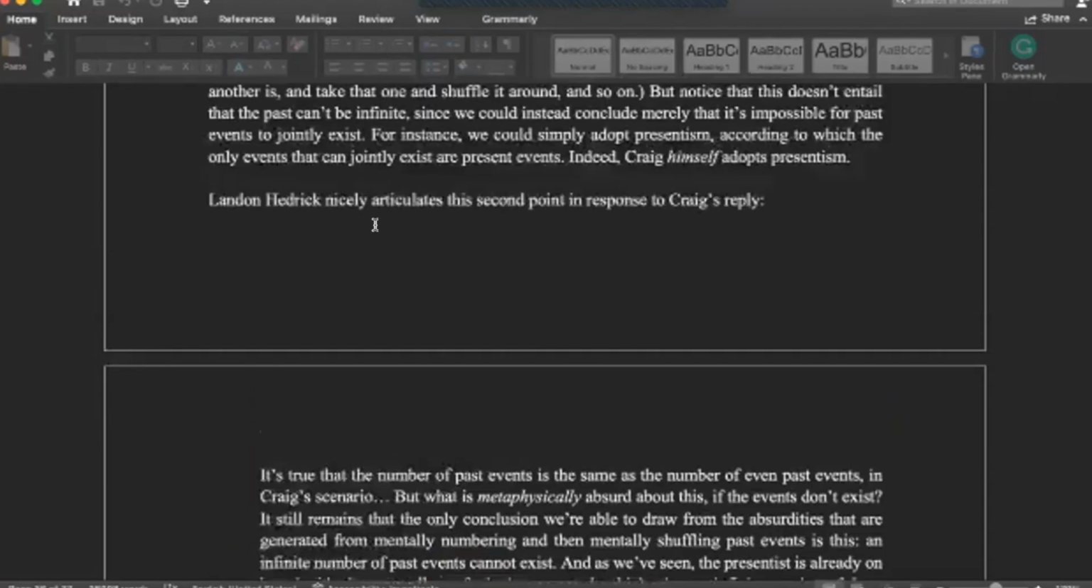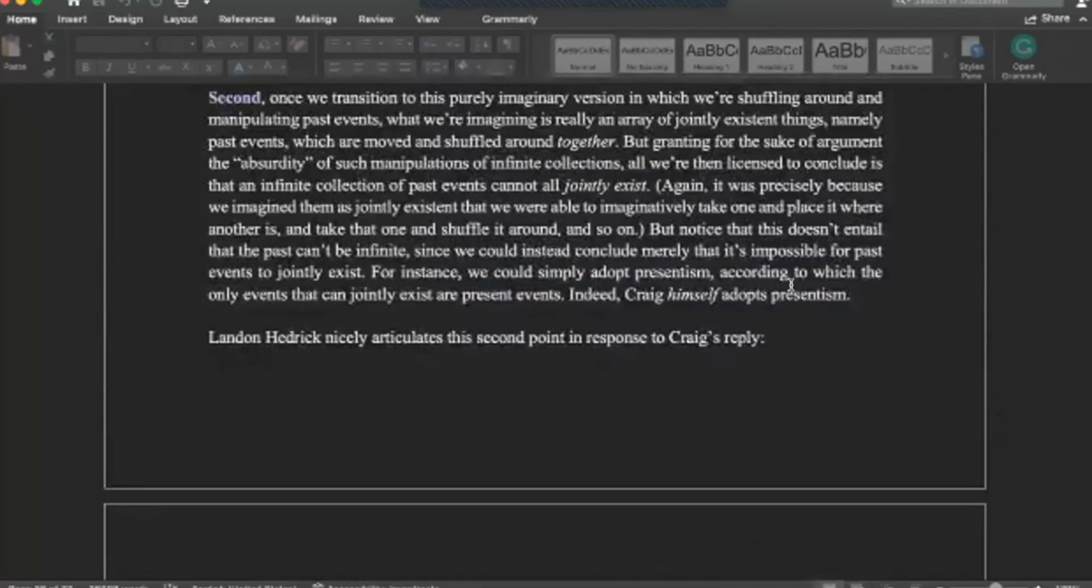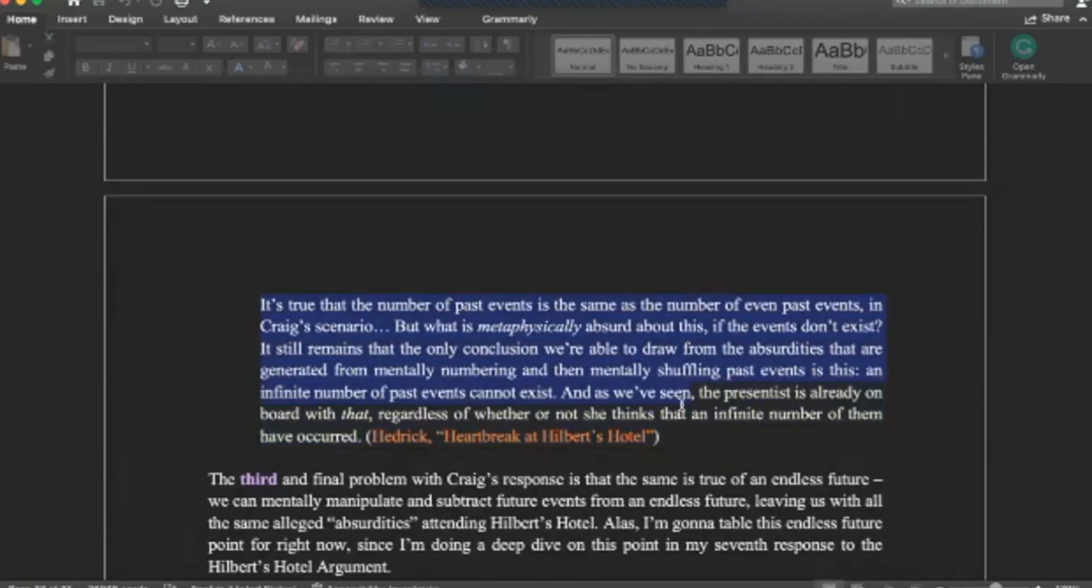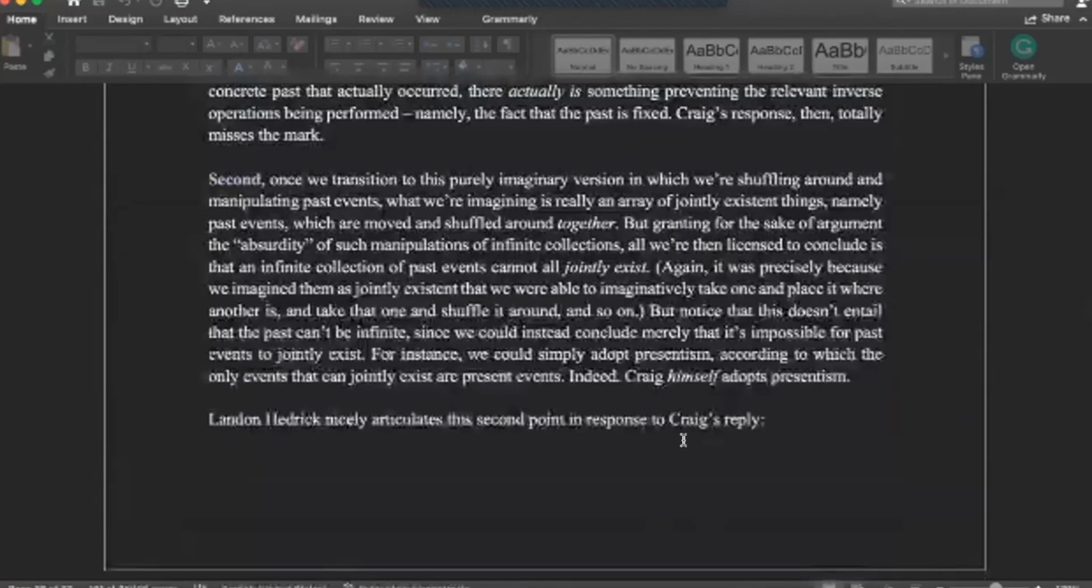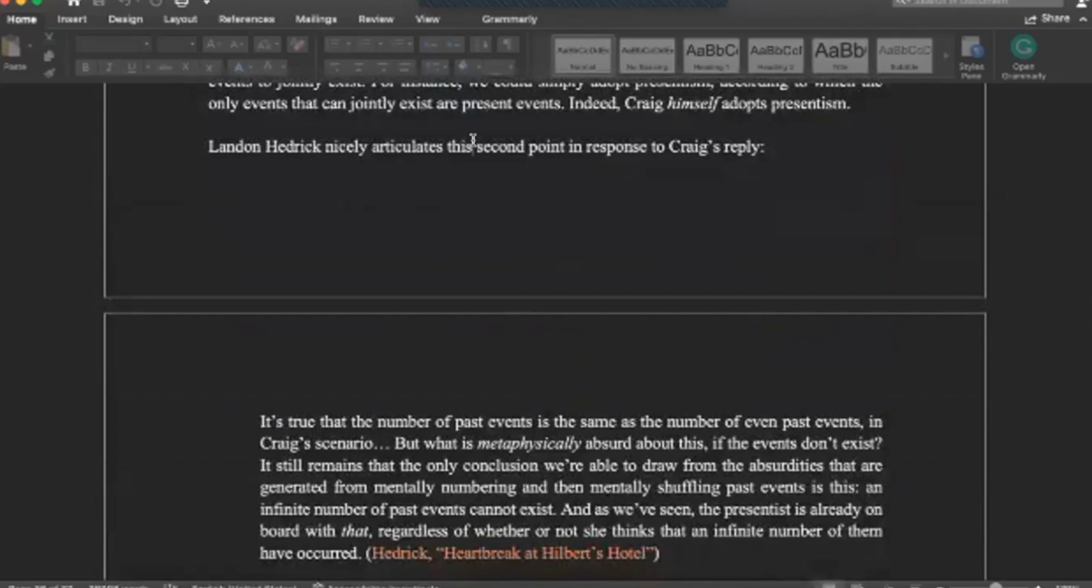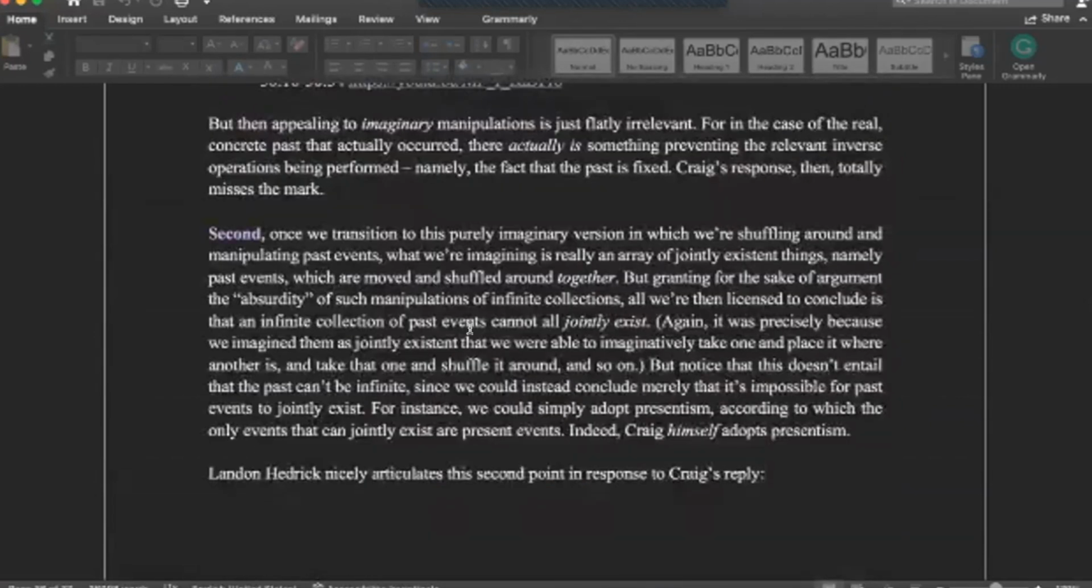Now, by the way, I'm not claiming that Landon Hedrick had my precise response here in mind, but what he makes there was actually what spawned me to think of this response. I don't claim that Landon's point in this passage here is numerically identical with the point that I made right here. It's just what spawned me to make it. But anyway, he articulates a relevantly similar point in response to Craig's reply. So that's the second reply.